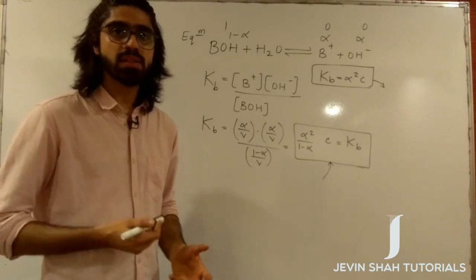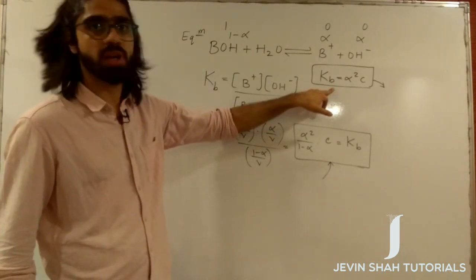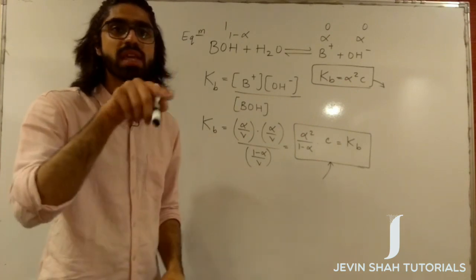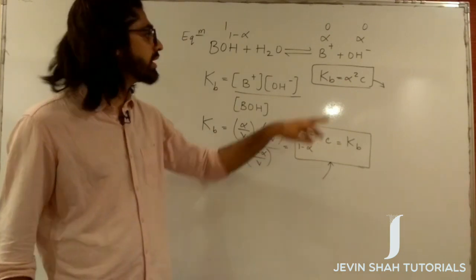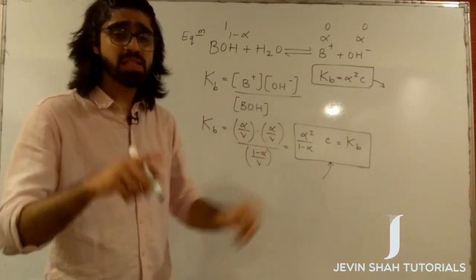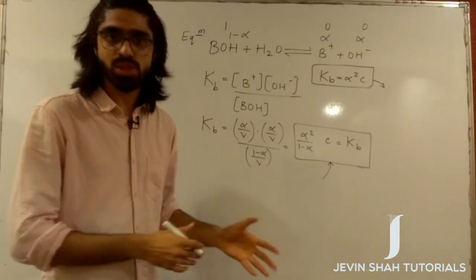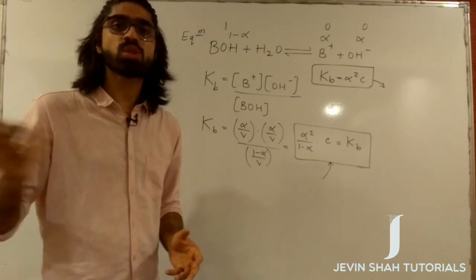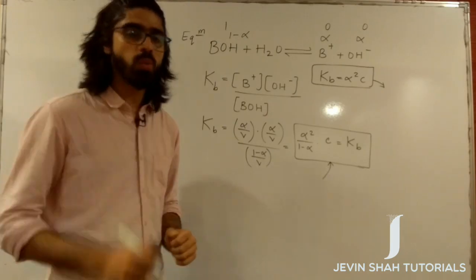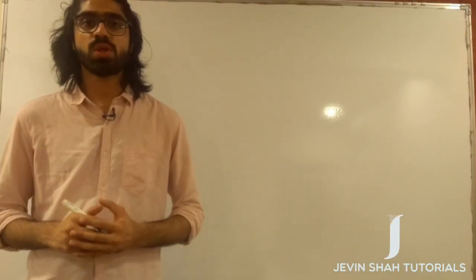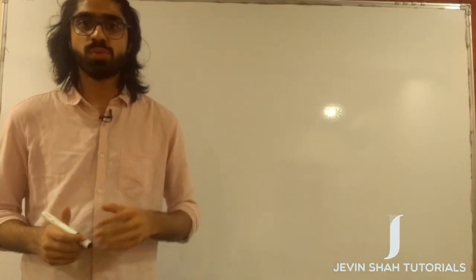And like I said, for writing the statement, you should rearrange this formula. So again, alpha will be root over Kb upon C, and you can say that the degree of dissociation of a weak base is inversely proportional to the square root of its concentration, or directly proportional to the square root of the volume of solution. Before we move on to the next concept, let us just cover this one small thing.